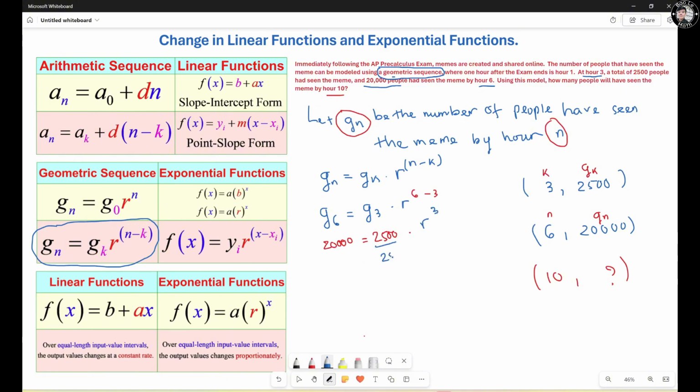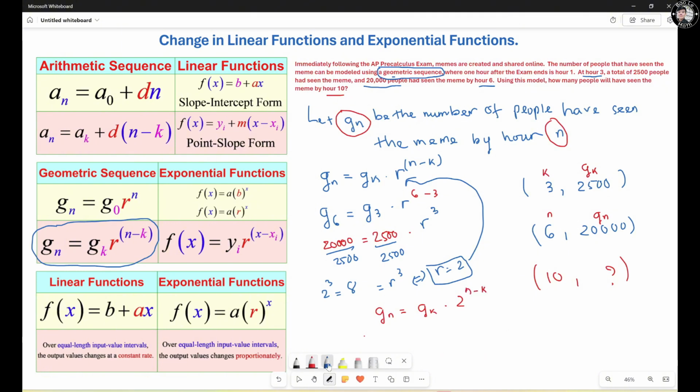Alright, we need to divide both sides by 2,500. So this must be 8 equal to r to the power of 3, so 2 to the power of 3. Alright, so r equals 2, and the common ratio is equal to 2. Now we substitute this back into the formula here. So we have the general formula g sub n equals g sub k times the common ratio, which is 2 to the power of n minus k.